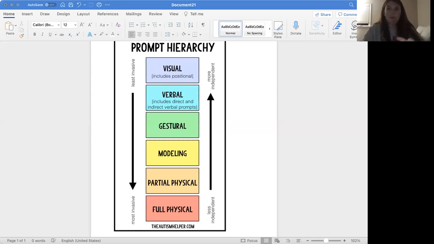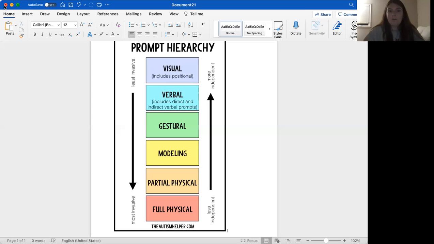Partial physical prompting would be as if I just maybe pointed or guided them slightly with my hand, not fully hand over hand. That's partially physical prompting. So full physical, I would guide them like this. Maybe partial, I would take their elbow and guide them, not their full hand. That would be only partial physical.